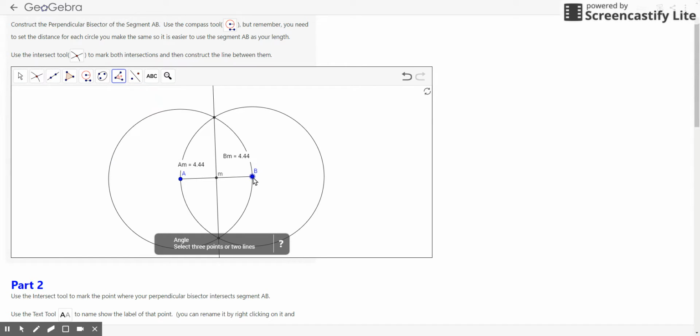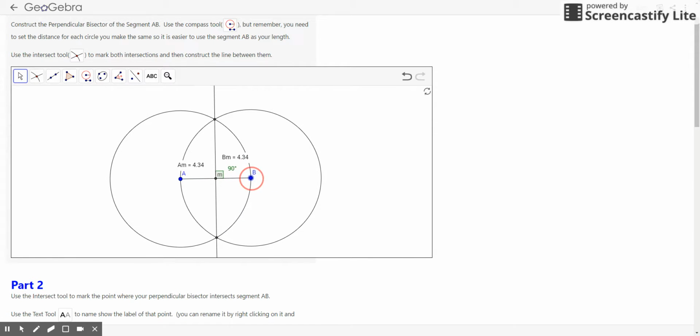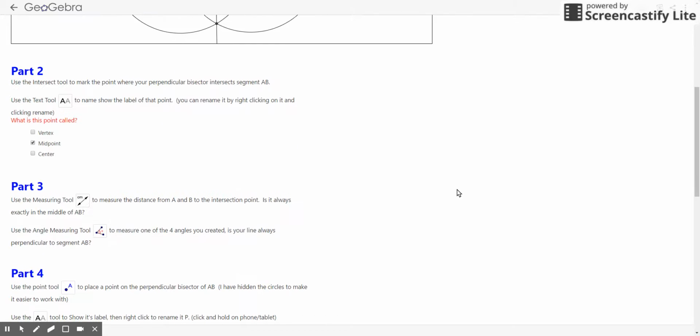Last thing we'll check is make sure the angle is right. So from B to M up to here. And it's kind of hard to see down there in the corner, but 90 degrees, that is a right angle. And it stays a right angle no matter what.